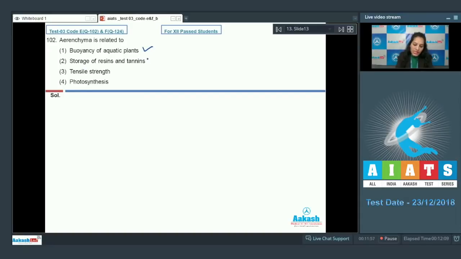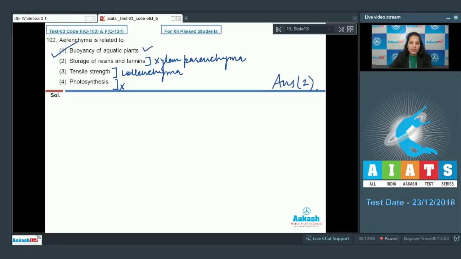Second, storage of resins and tannins. No, it is a function of parenchyma, but not the aerenchyma. It is xylem parenchyma which performs this function of storage. Tensile strength, it can be done by collenchyma. Photosynthesis, parenchymatous cells perform photosynthesis. Sometimes some collenchyma also perform photosynthesis. So it is not the function of aerenchyma. So the correct option for the given question is option number 1. Let's move on to the next question.